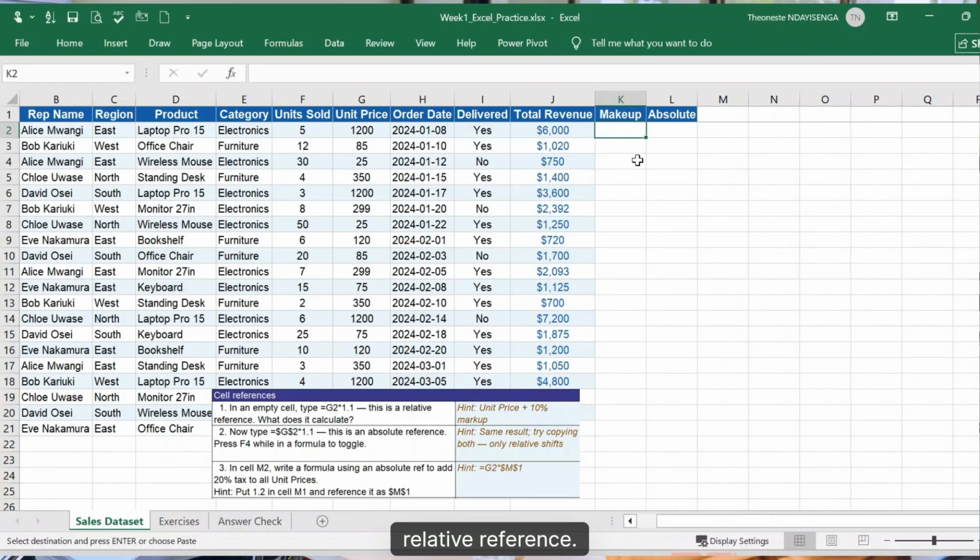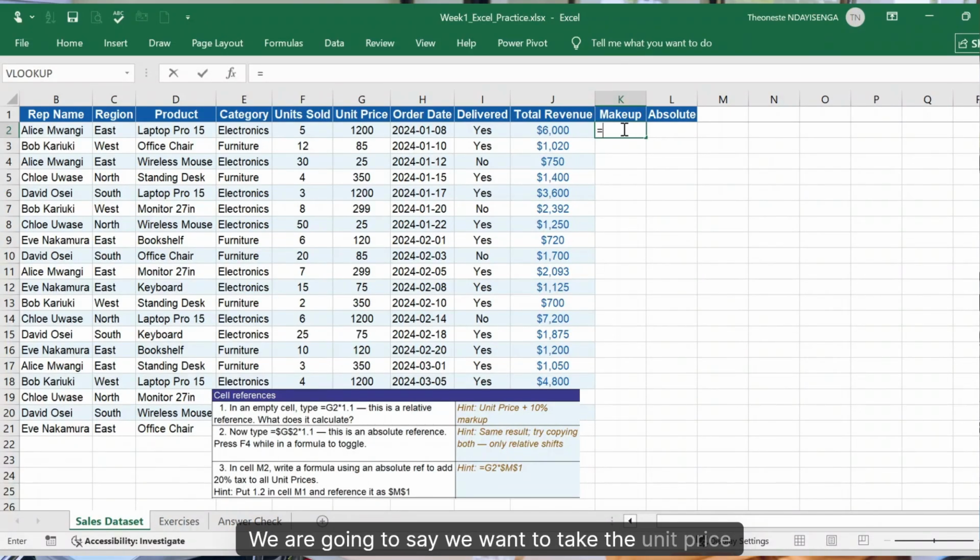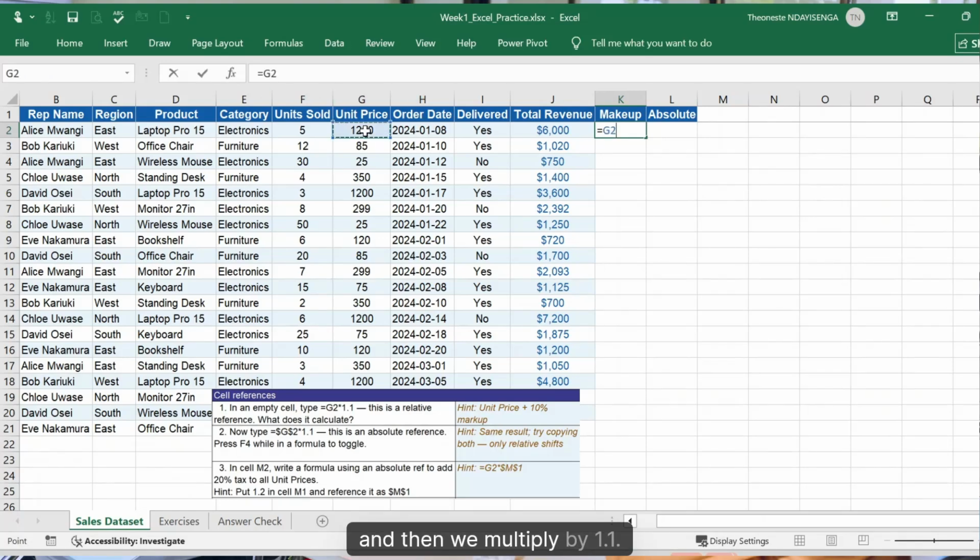With relative reference, we want to take the unit price and multiply by 1.1. This is equal to 100% plus 10%, which is equivalent to 110%, or 1.1. This is the markup. Once we calculate this, it means we are adding 10% of this unit price. So once we press enter, we now get the answer.